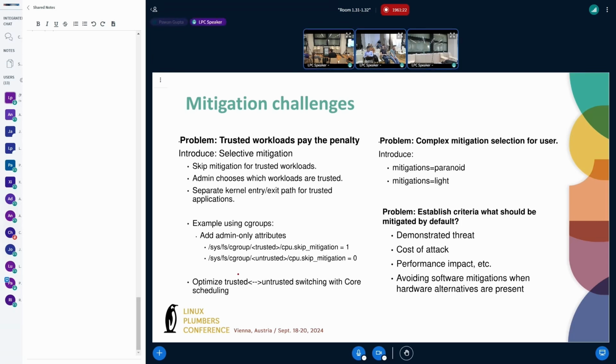Question: is this specifically for the kernel trusting user space and not wanting to deploy mitigations against user space attacks, or are you also looking at user space to user space?